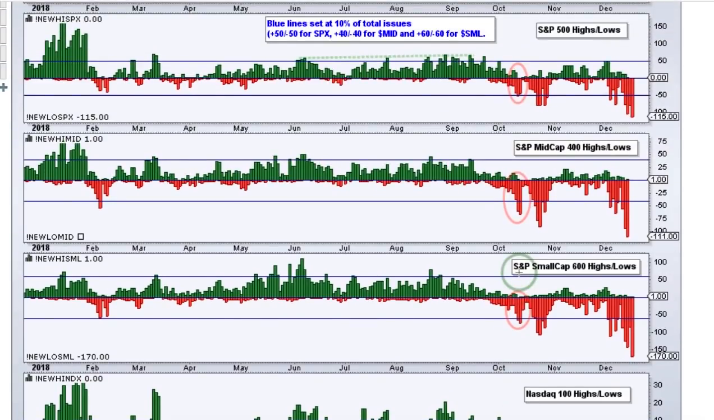So the key levels for this indicator would be 10%. And now I'm going to move over to the high-low percent indicators, because high-low percent is basically new highs minus new lows divided by total issues. And you can see when that gets to minus 50 or lower, you get a move below 10%. I'll show you that on the next chart.